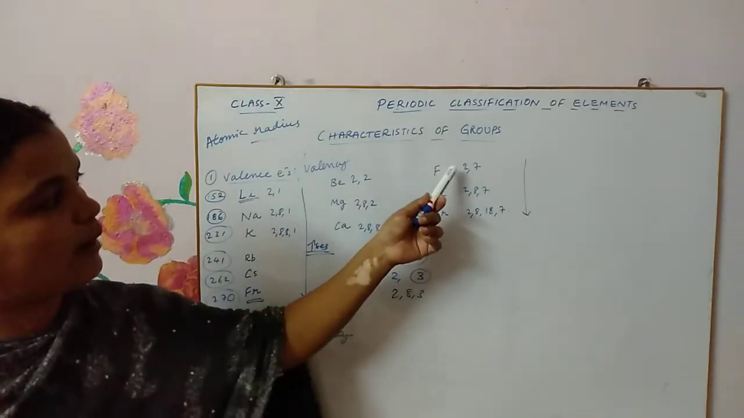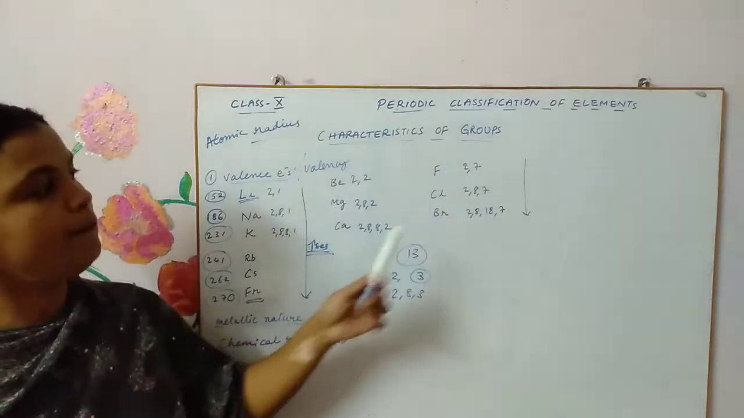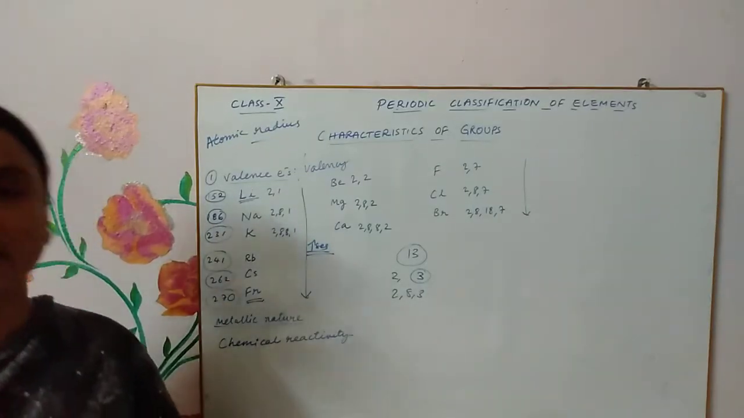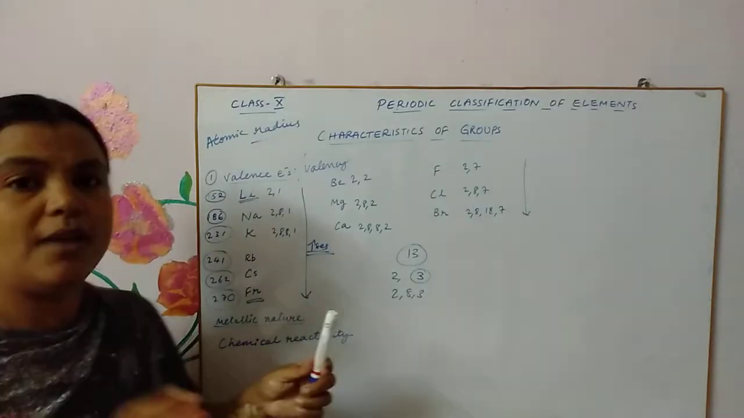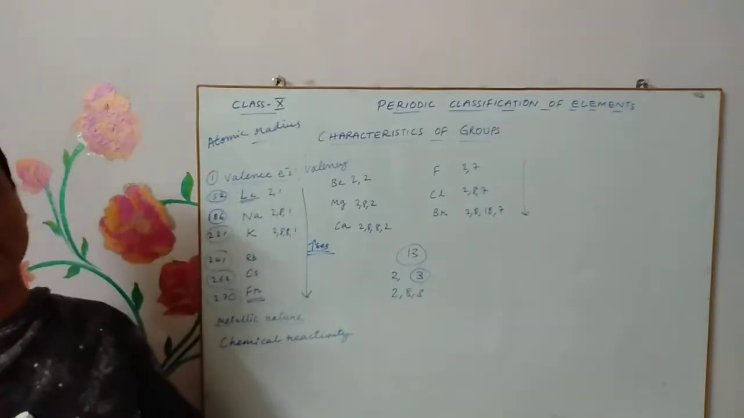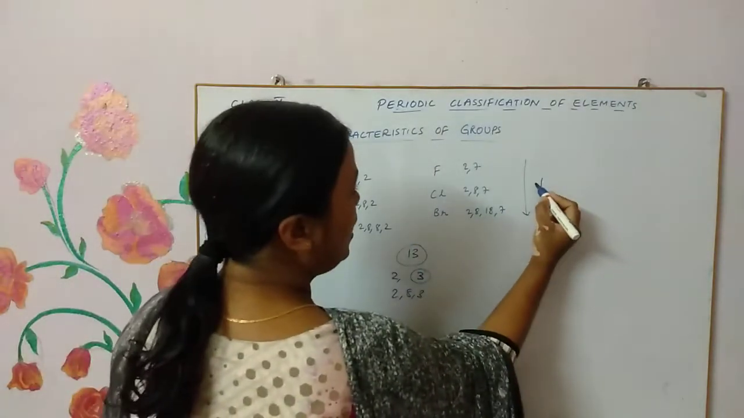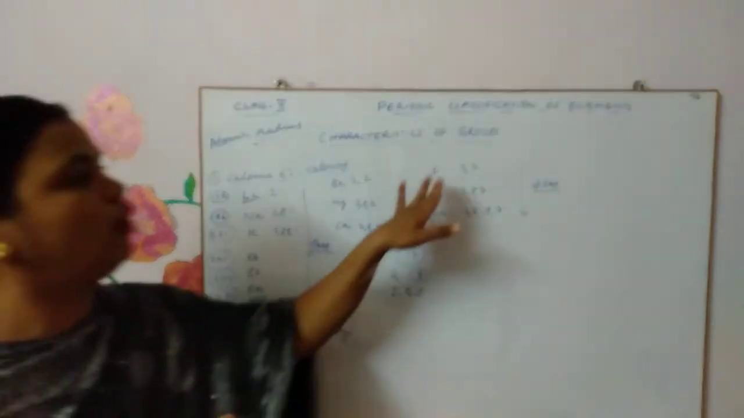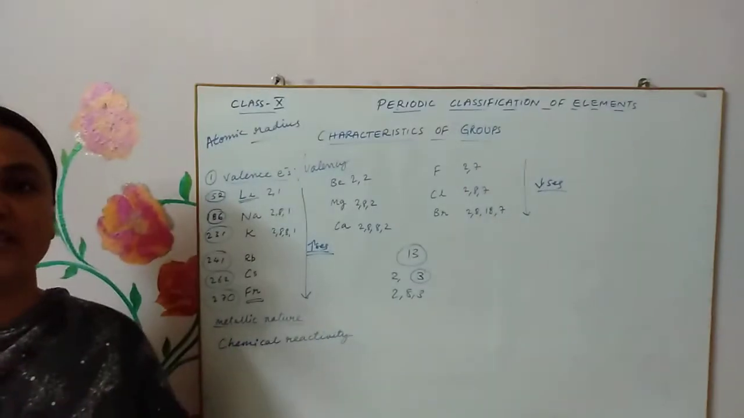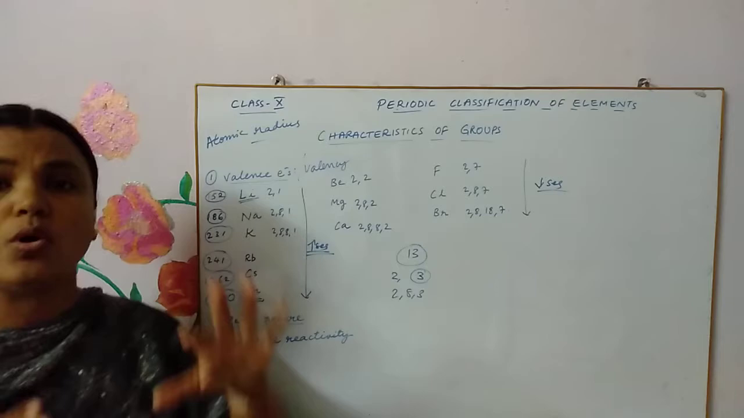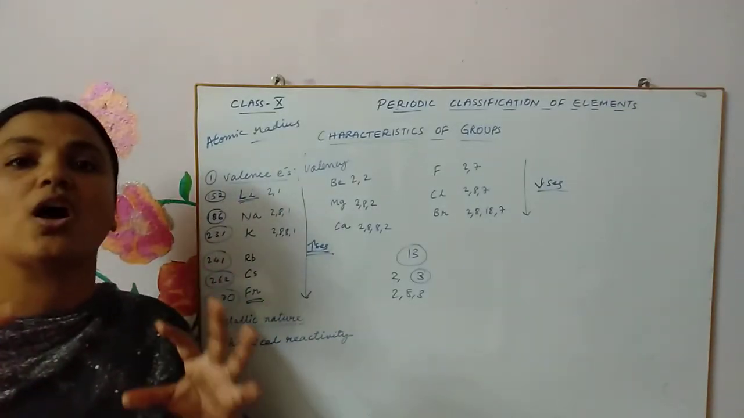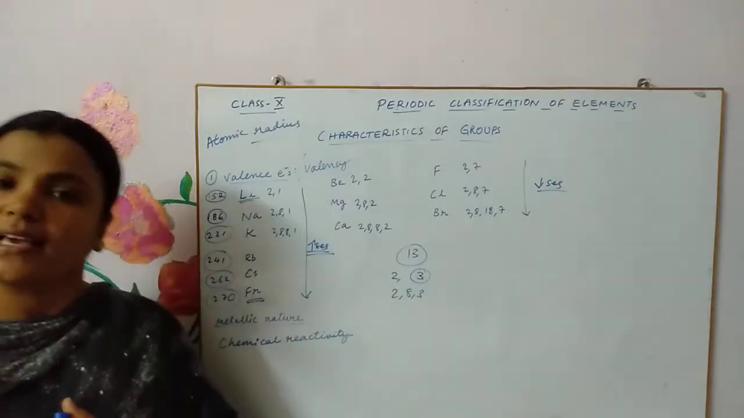Now talking about the non-metal group, can you see here? The 17th group element, the halogen group: the non-metallic nature decreases from top to bottom. So you can see that fluorine is the most reactive, fluorine is the most electronegative, or I can say fluorine is the most non-metallic element.